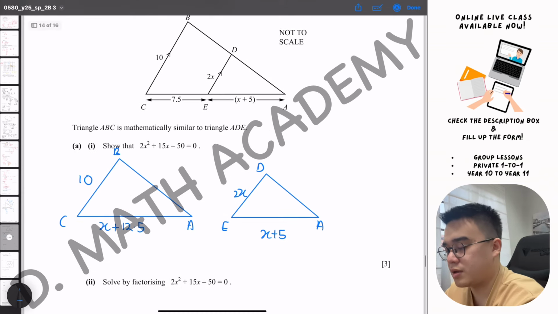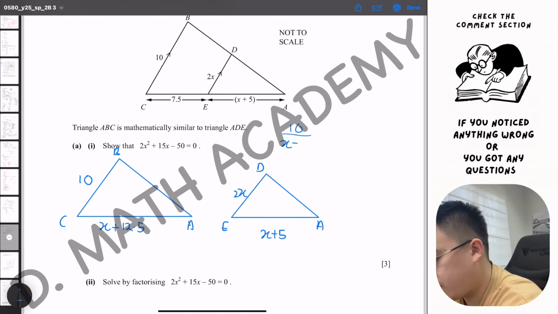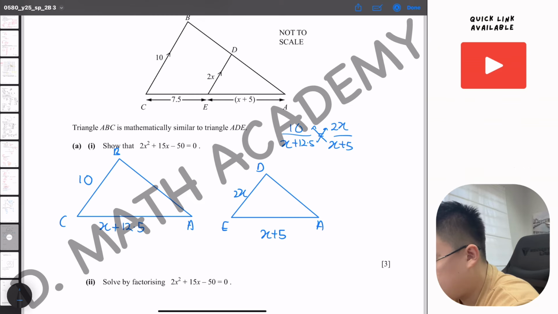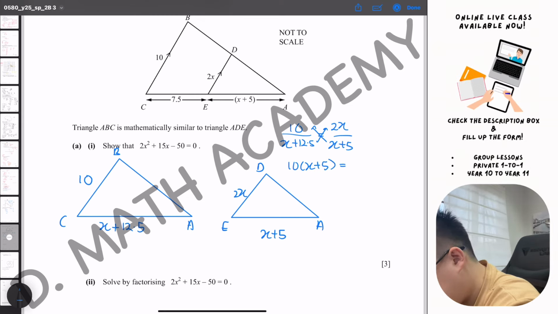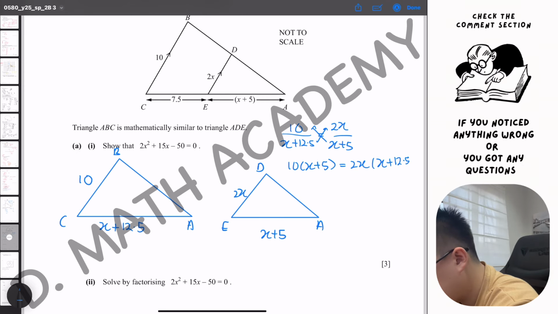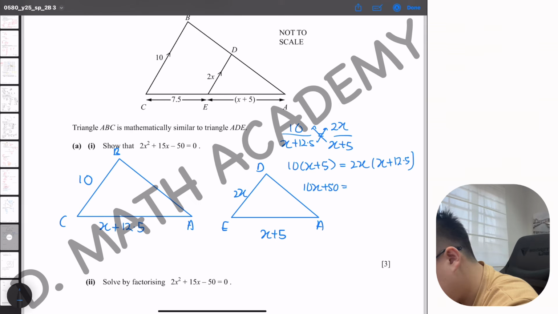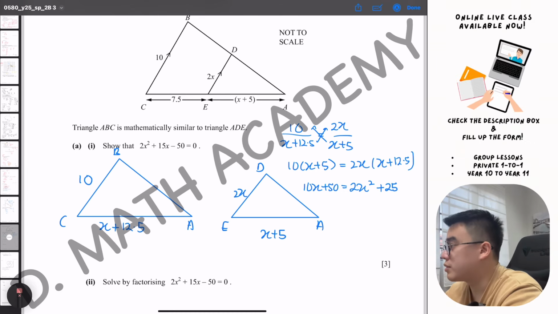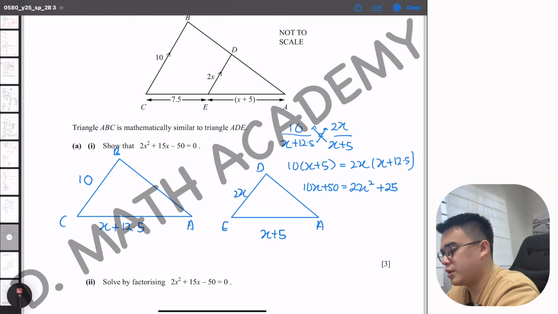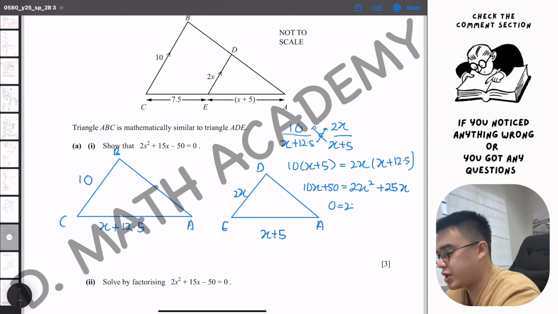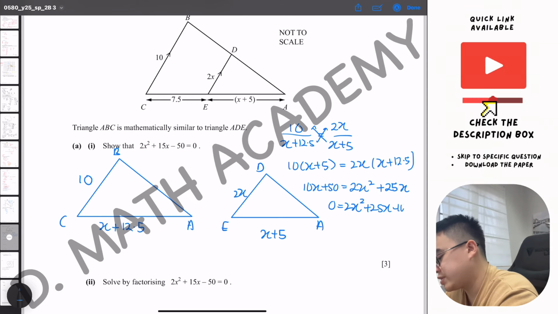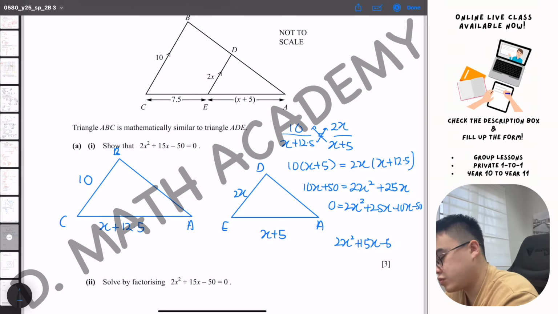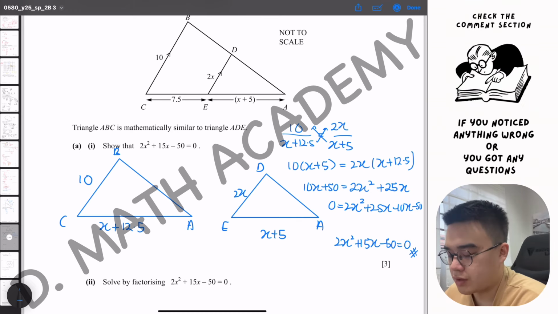So when you combine everything together, you get 10 times (x plus 12.5) equals 2x times (x plus 5). So cross multiply them, you get this, and you will get this. 12.5 when you double it, yeah, should be correct. So you make 2x squared the subject, plus 25x minus 10x minus 50. You get your answer as 15x minus 50 equals 0. Okay, so that's how you find your answer.